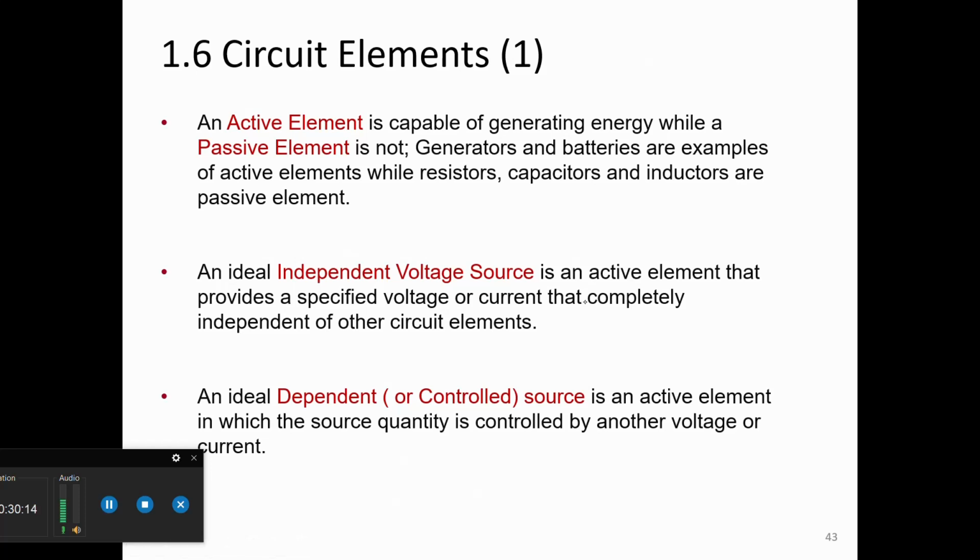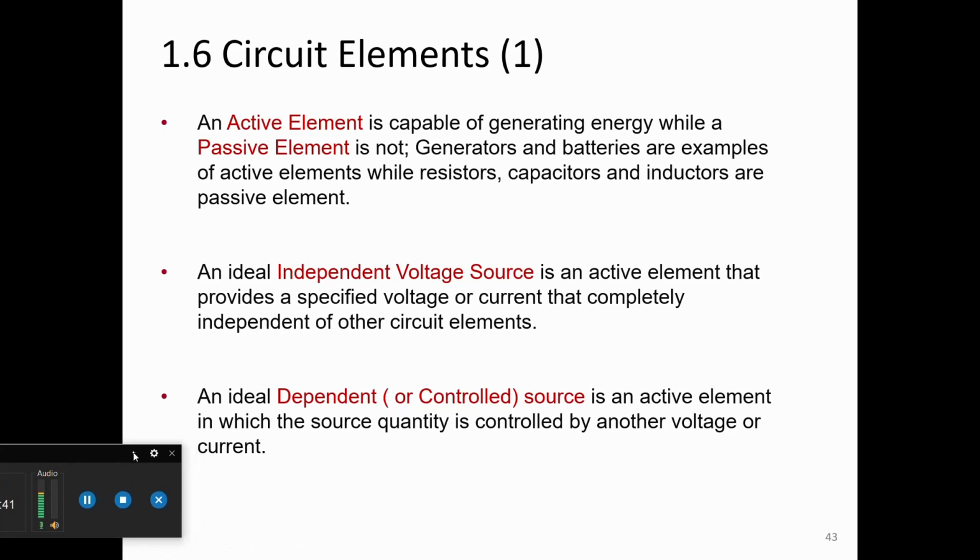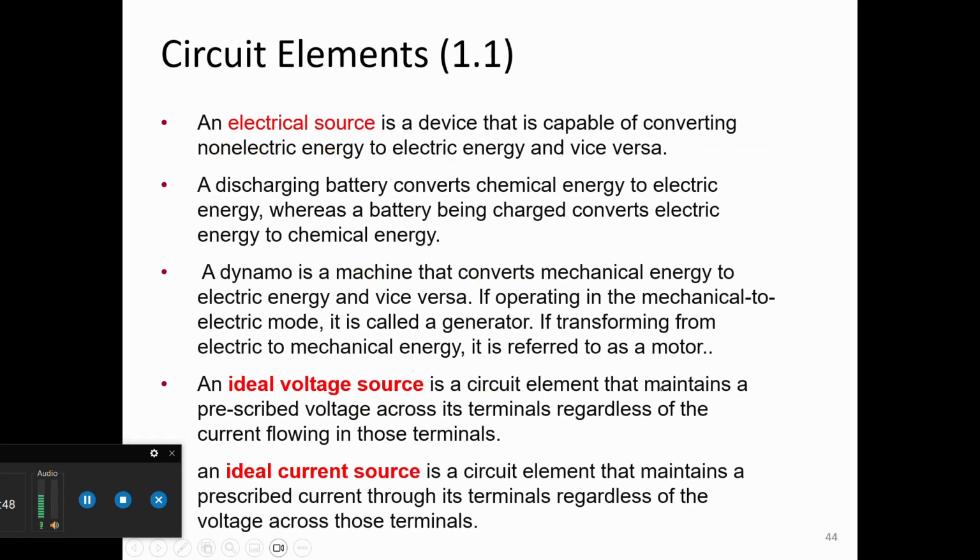So next we have different types of active and passive sources. An active element is capable of generating energy, while a passive element is not. Generators and batteries are examples of active elements, while resistors, capacitors, and inductors are passive elements. An ideal independent source is an active element that provides a specified voltage or current that is completely independent of the circuit elements. And an ideal dependent source or controlled source is an active element in which the source quantity is controlled by another voltage or current. We'll see some examples related to it.